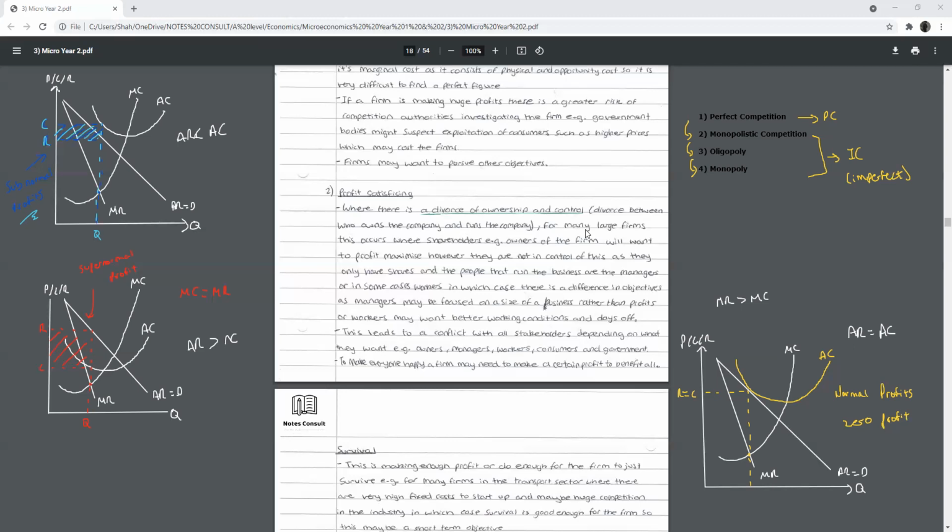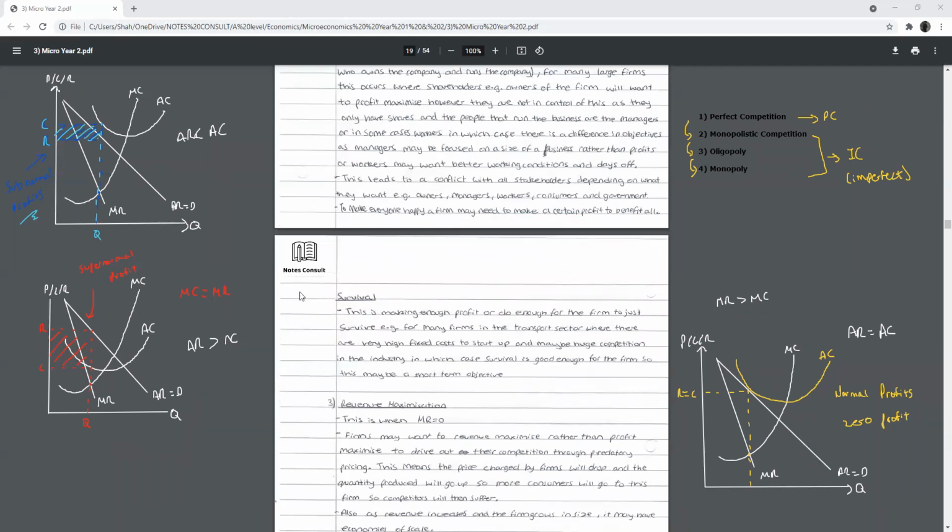So what happens is that to make everyone happy, they all decide to make a certain level of profit called profit satisficing. That satisfies everyone. So it's not a profit maximizing amount, it might be lower than that, and it might be somewhere that just basically makes everyone happy.